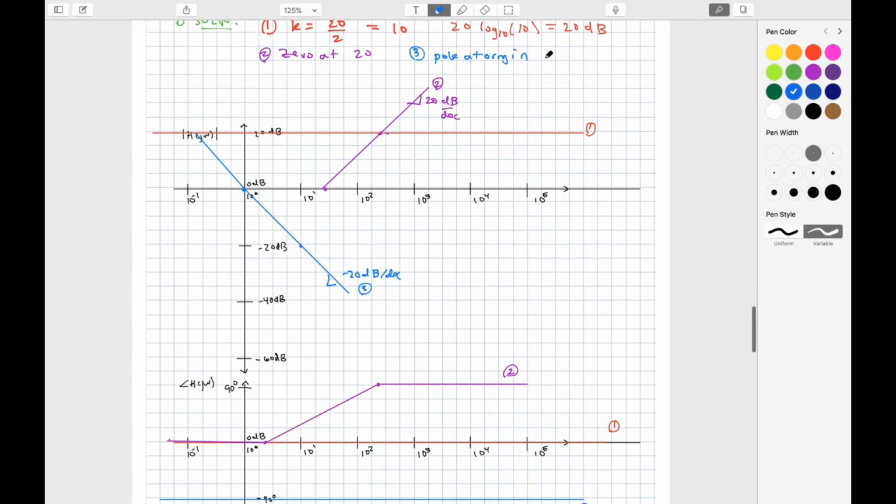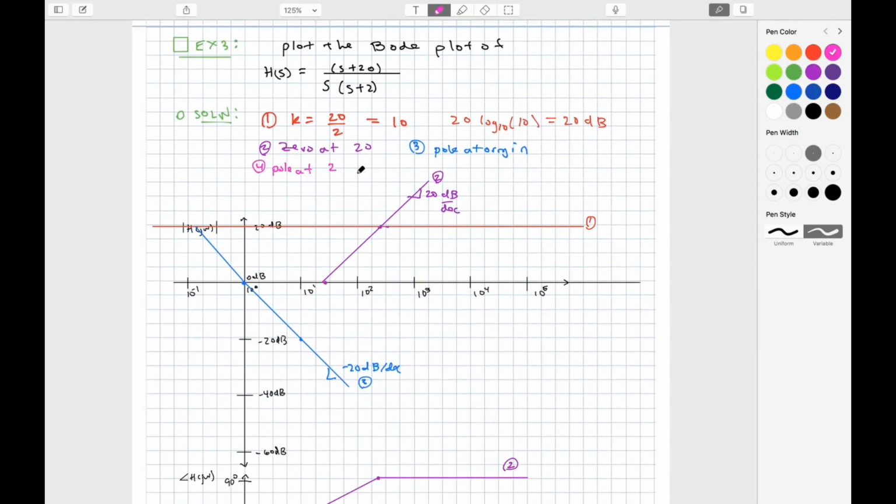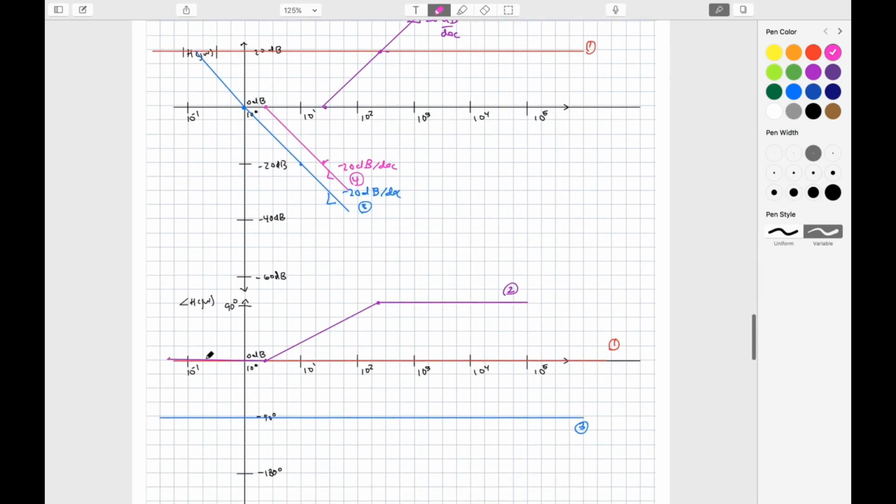And then finally, I have a pole at 2. This pole then is going to be, let's say that's about 2. It's going to go down at negative 20 dB per decade. So it's going to look like this. And this is negative 20 dB per decade. And this is the contribution from 4. And of course, the phase for this is going to start about 1 decade before and end about 1 decade after, and it's going to change by 90 degrees over that period. And this is contribution number 4.